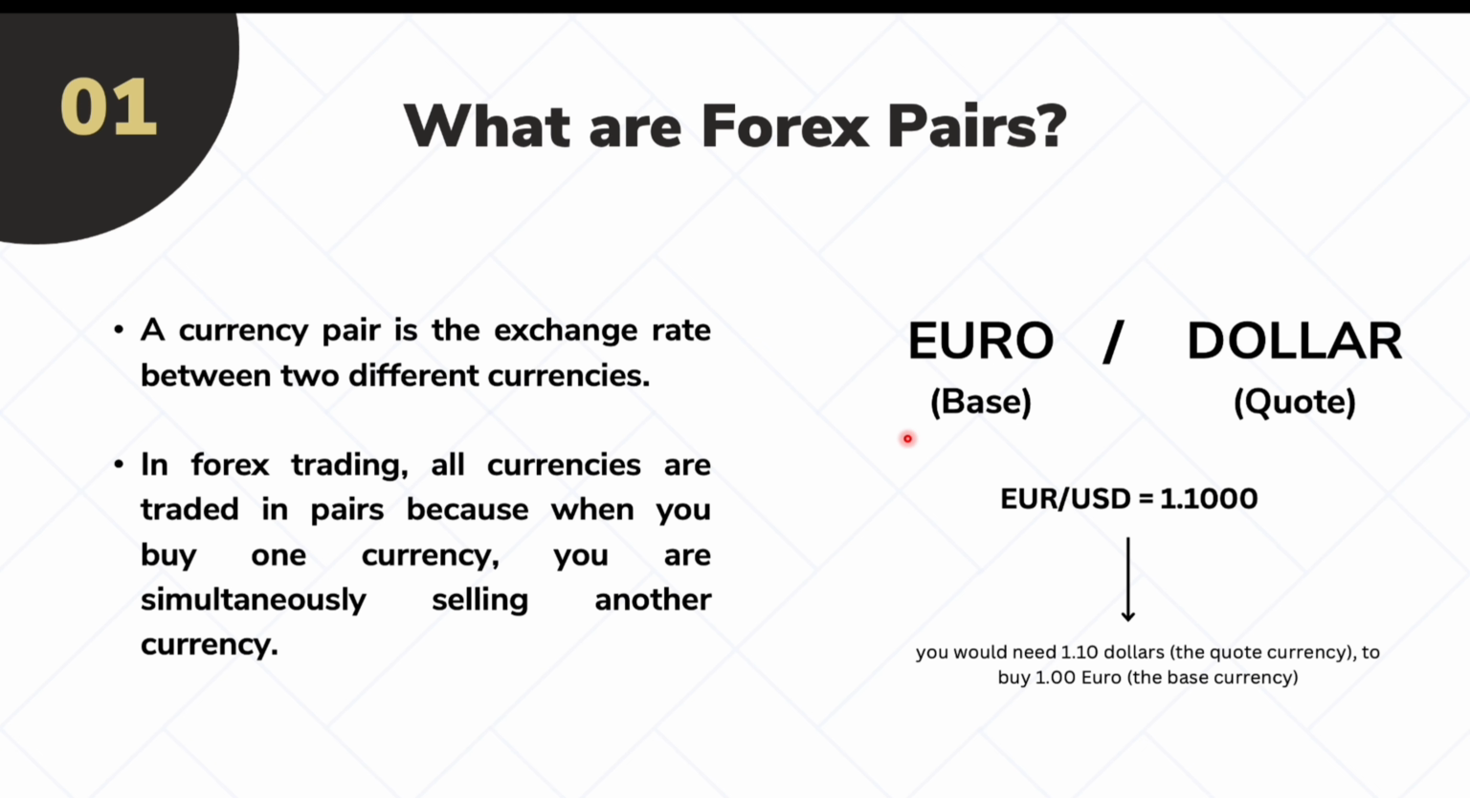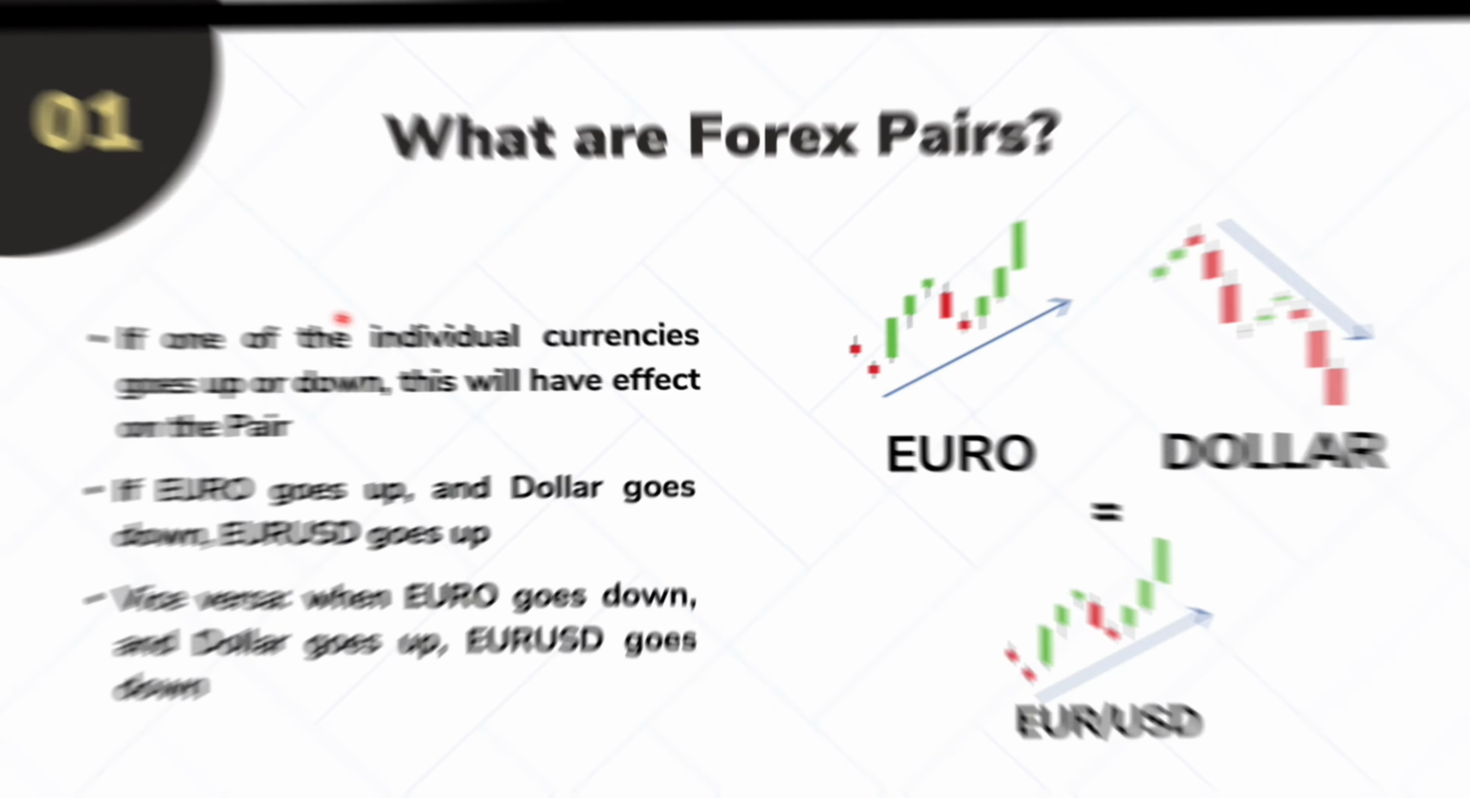When you're, for example, going to trade the dollar against the Swiss franc, then the dollar is going to be the base currency and the Swiss franc is going to be the quote currency. So then you're buying dollar and selling Swiss franc, but more on that later. Let's build on this foundation.